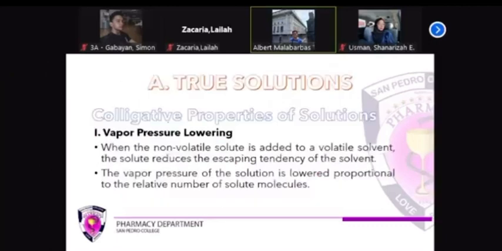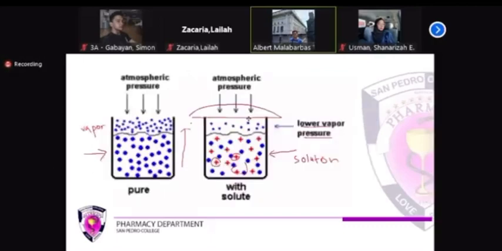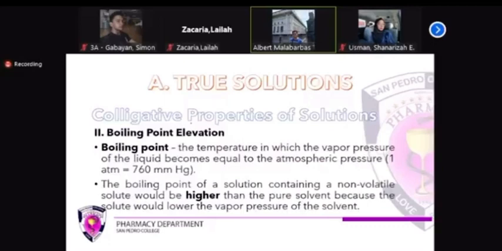So that's why it is called vapor pressure lowering. When a non-volatile solute is added to a volatile solvent, the solute reduces the escaping tendency of the solvent. That is why the vapor pressure of the solution goes down. That is the colligative property: as you add more components, the colligative property changes. In the case of vapor pressure, it lowers. Okay? Next, how about the boiling point?